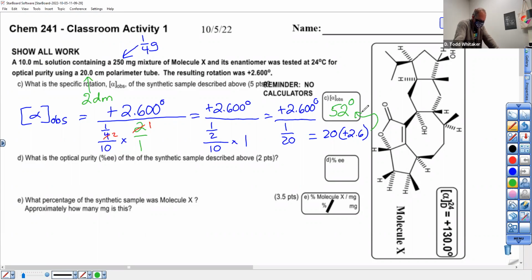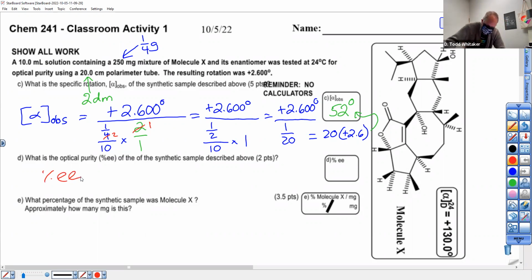Okay? So did I make any mistakes? I got the quarter, I got the 10, grams over milliliters. I got the decimeters is 2. I got the plus 2.6. 2 times a quarter is the same as 1/2. I got the 10 still. Everything worked out. It is what it is. Percent EE.